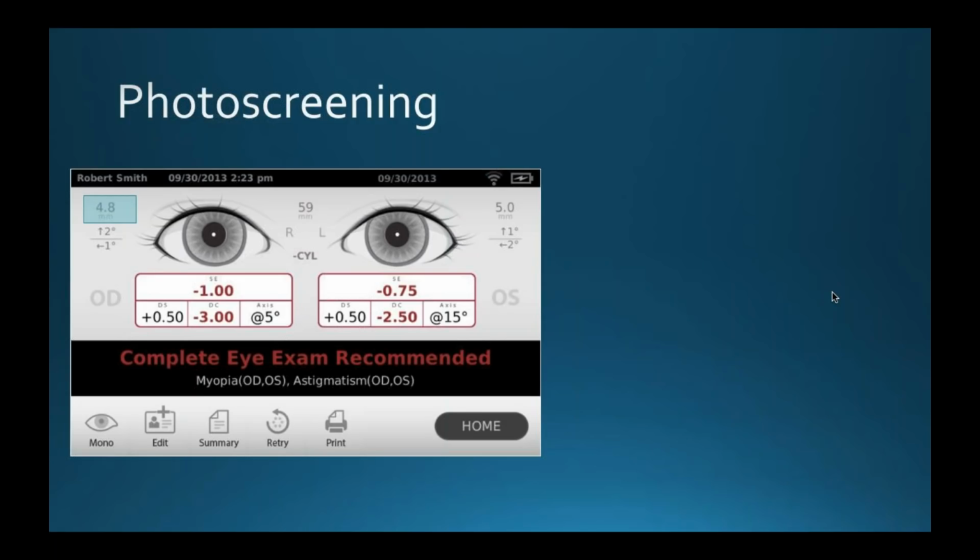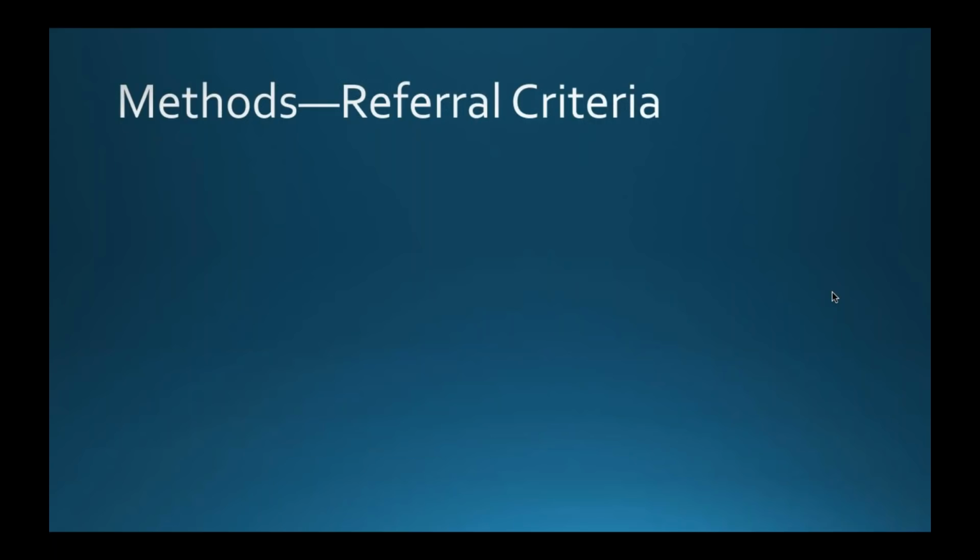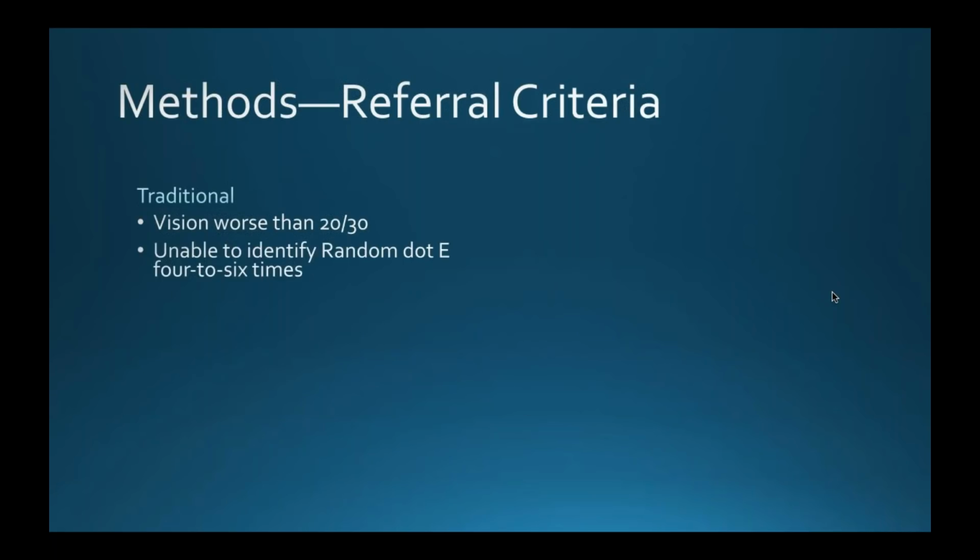So now that we have a background of what vision is and the photo screening and what the photo screener gives us, let's talk a little bit more about our study that we performed. And so when a child is screened in Virginia by a traditional chart-based screen, when their vision is worse than 20/30, they are referred for complete eye exam, or if they're unable to identify the random dot E 4 to 6 times on that screening.